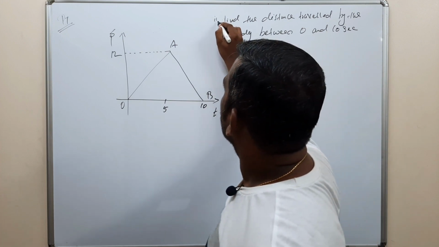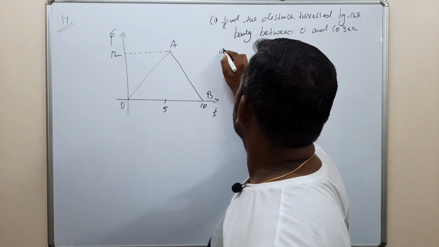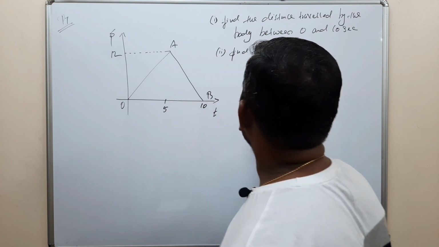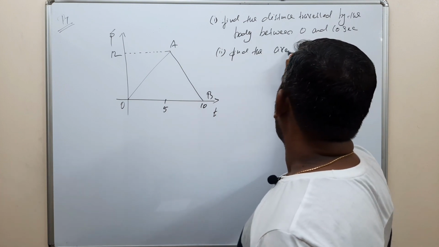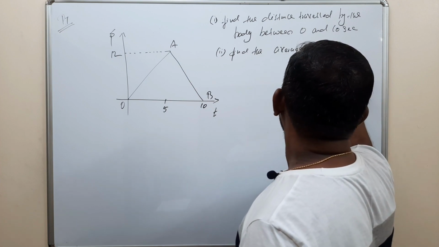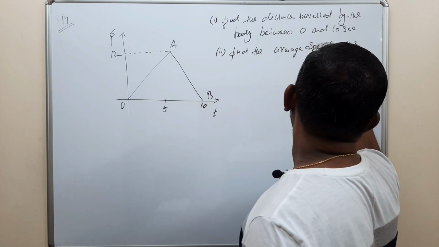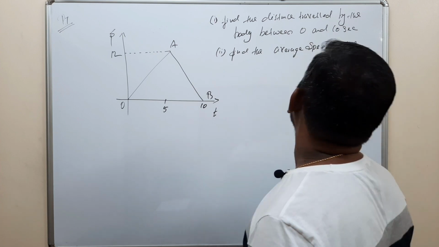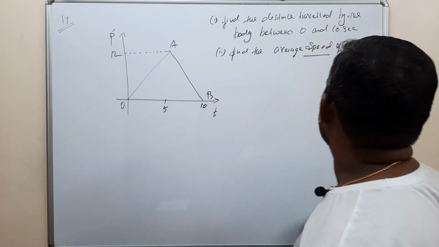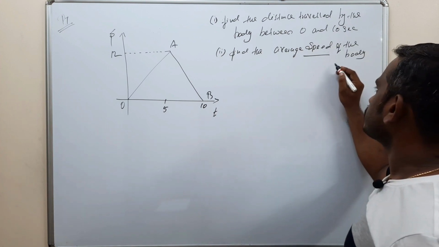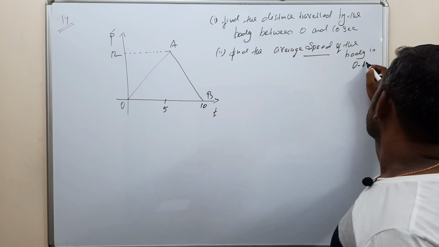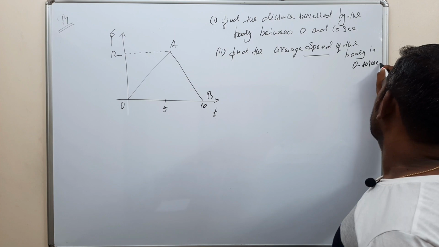1. 2. Find the average speed of the body. Find the average speed of the body in the same interval, 0 to 10 seconds.